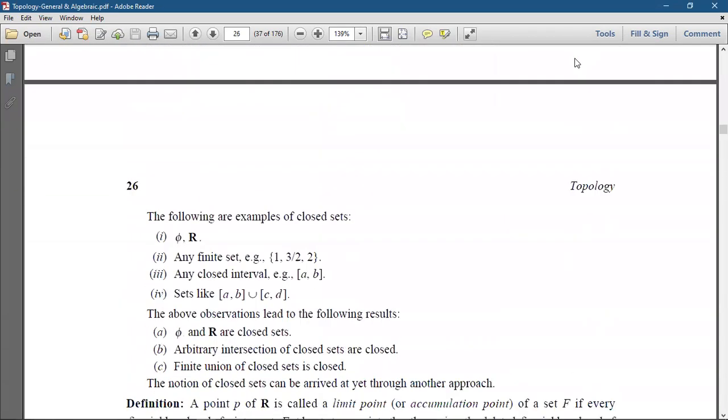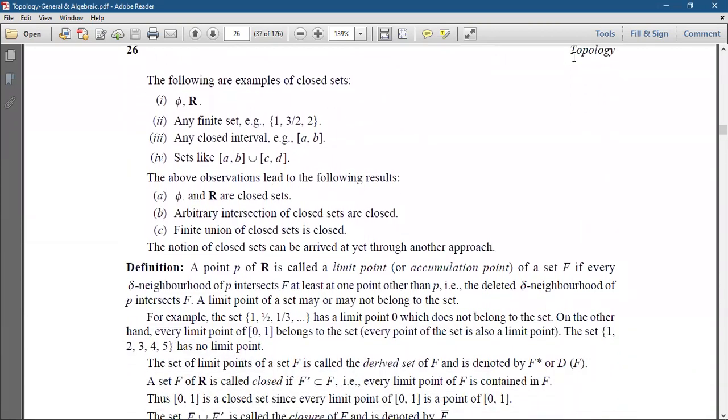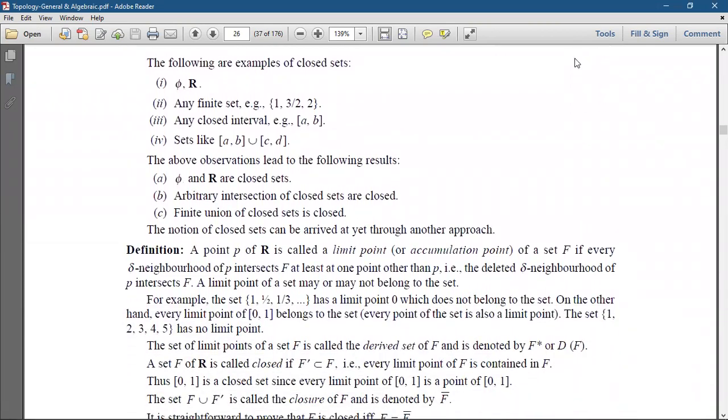Now we will move further. The following sets are examples of closed sets. I already discussed that phi and R are closed sets as well as open sets. In the previous example, phi and R are closed sets, but phi and R are also open sets. That means the entire set and the empty set are closed as well as open.